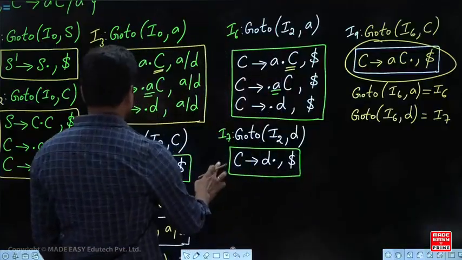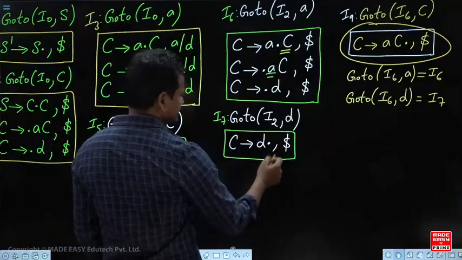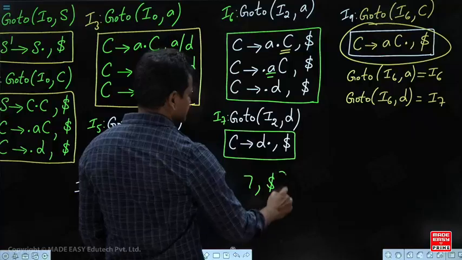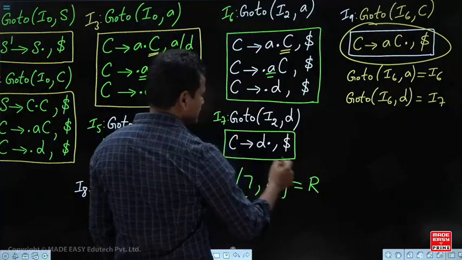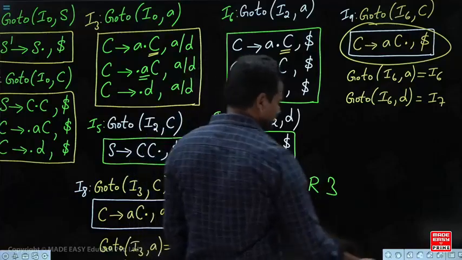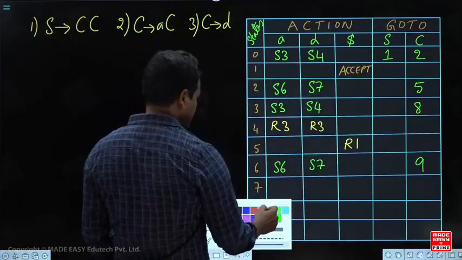Next come to I7. This is I7, and the dot has reached the end. So it is the 7th row, and look at its lookahead, dollar. So 7 comma dollar, reduce. Why reduce? The dot has reached the end. And the number is 3. So 7 comma dollar is R3.